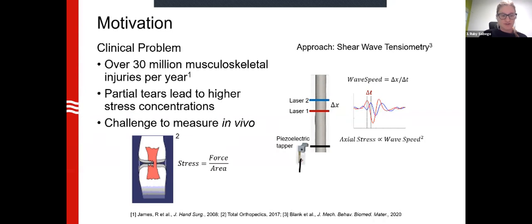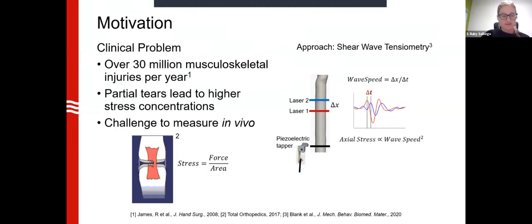In tensiometry, a shear wave is excited in the tendon, and then the wave speed is determined by using the delay in wave arrival time between two laser measurement points and the distance between the lasers. These shear wave speeds have been found to modulate proportionally to the square root of axial stress. And while tensiometry has been validated in healthy tendons, it has not yet been applied to injured tendons.